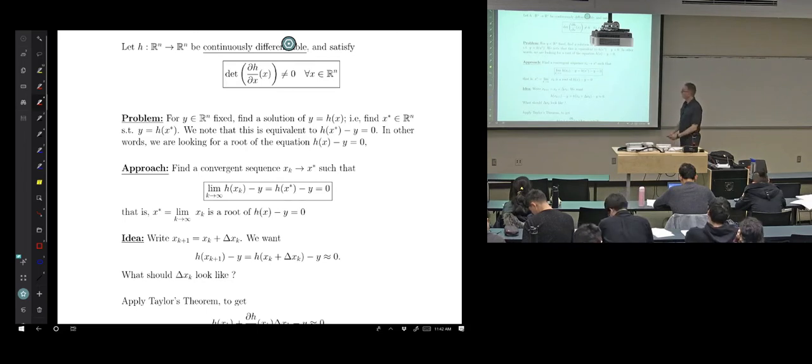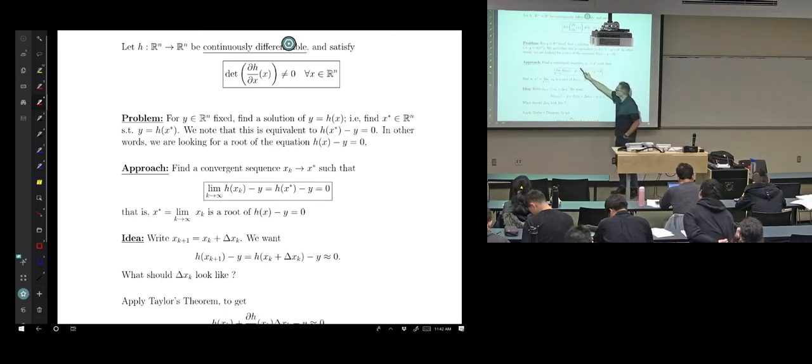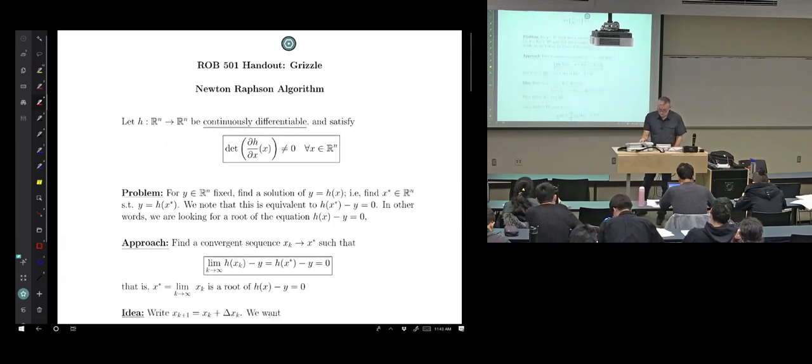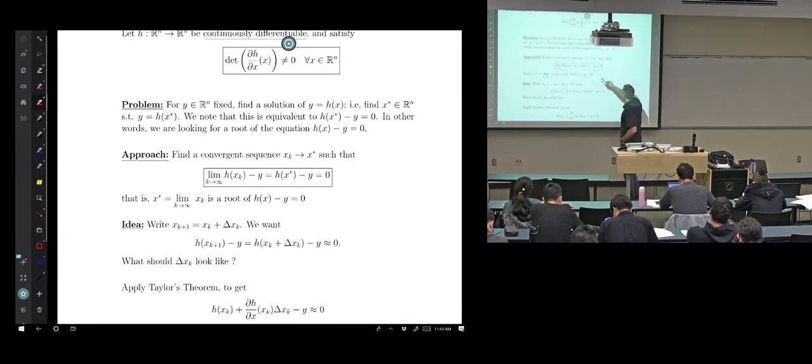The approach is to try to construct a sequence. What you really want to do is show that the sequence is Cauchy because we're working in Rn, so it's complete. We just need to create Cauchy sequences, actually. Now we want this sequence to have the property, though, that its limit, if it does exist, is actually a root of our nonlinear equation. It solves h of x minus y equals 0. So it's a root or a solution of the equation.